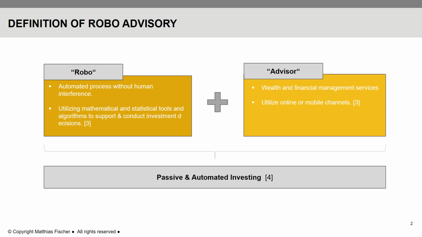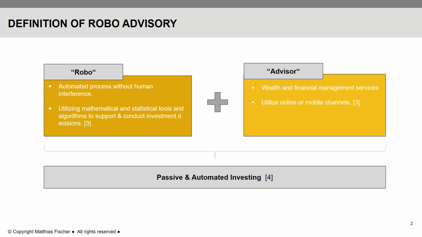Robo refers to an automated process without human intervention. Based on mathematical and statistical tools and algorithms, investments are executed or liquidated automatically. The second word, advisor, generally stands for an investment and financial management service. In our case, the service is offered through an online or mobile channel. Let's proceed with the characteristics of a typical robo-advisor.